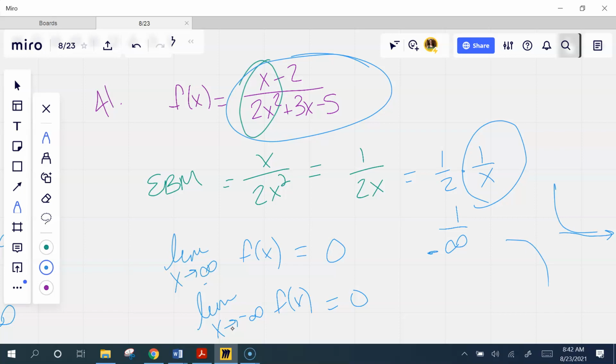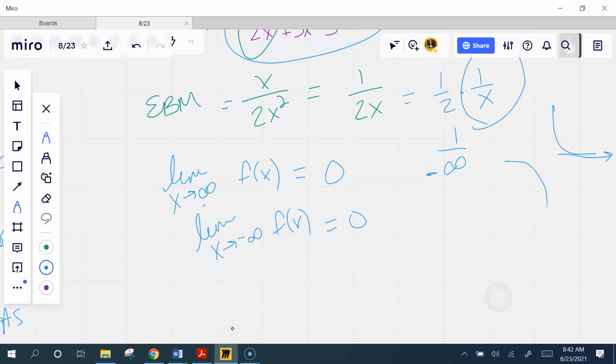Oh, you didn't have to do all that. So this tells me I have horizontal asymptotes at y equals zero.